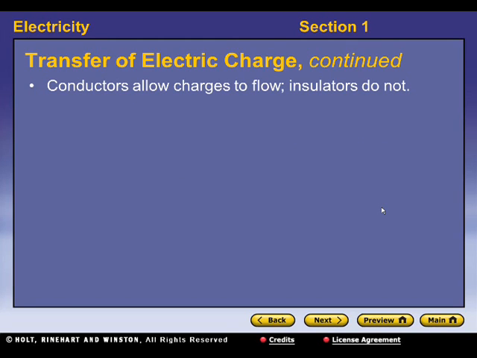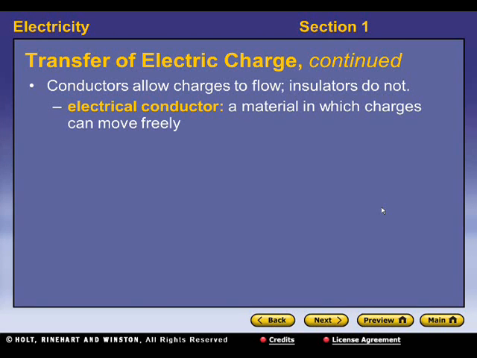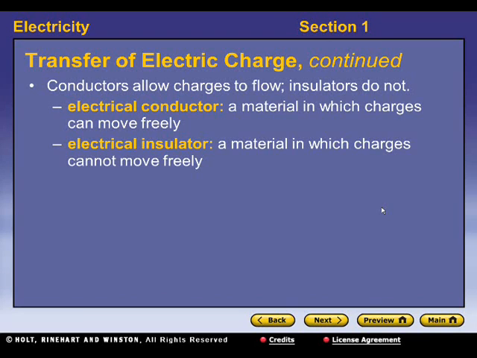Conductors are materials that allow charges to flow. Insulators do not. Just like with heat energies, conductors allowed heat to travel very well. Insulators did not. Same thing with electricity. Conductors allow charges to flow very easily. Insulators do not. So an electrical conductor is a material in which charges can move very freely, and an electrical insulator is a material in which charges cannot move freely.